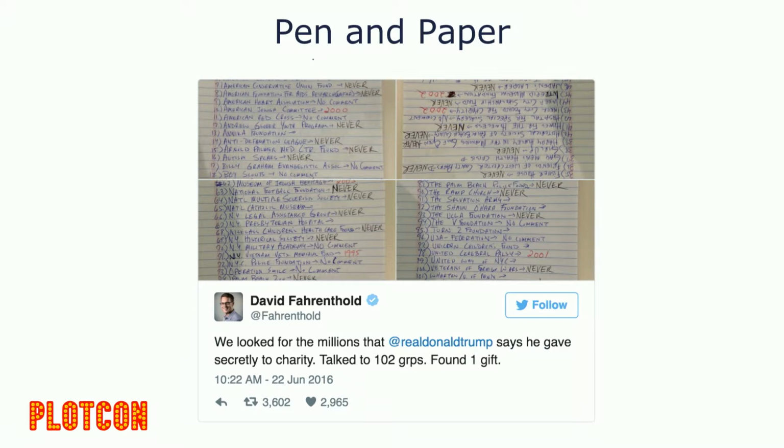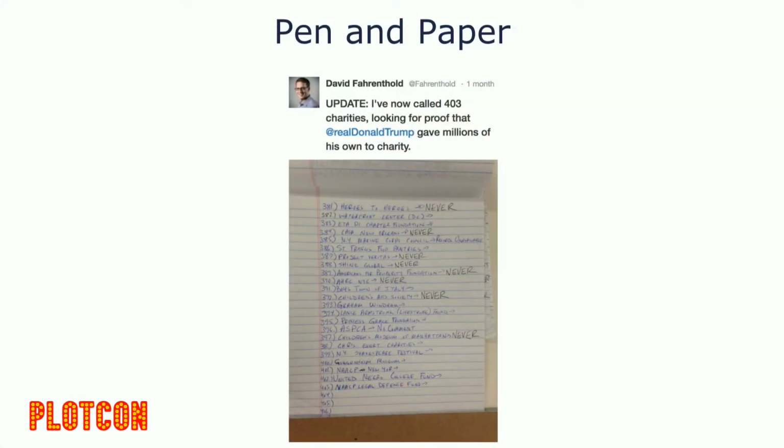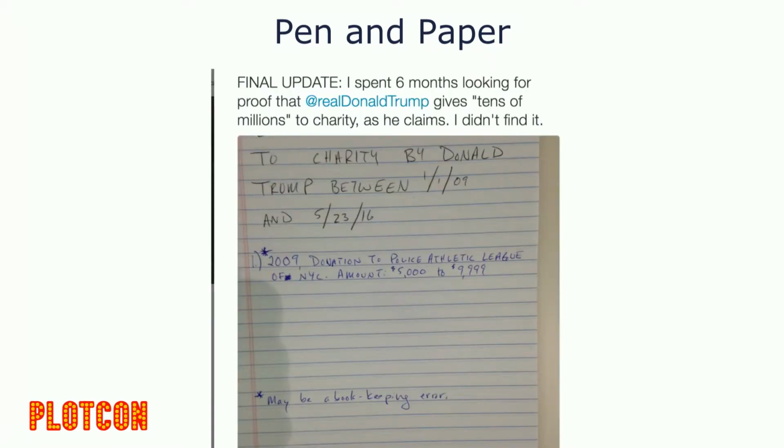People may have seen this project from David Fahrenthold. He was looking at the charitable donations that Trump had claimed to have given and basically live tweeted his whole research process during this. I think he looked at 400 some different charities and just posted list after list as he called, and most of them were never donated, never heard of that. His final update after 6 months of doing this was there was one donation between $5,000 and $10,000, but asterisk, maybe a bookkeeping error, so we're not sure.